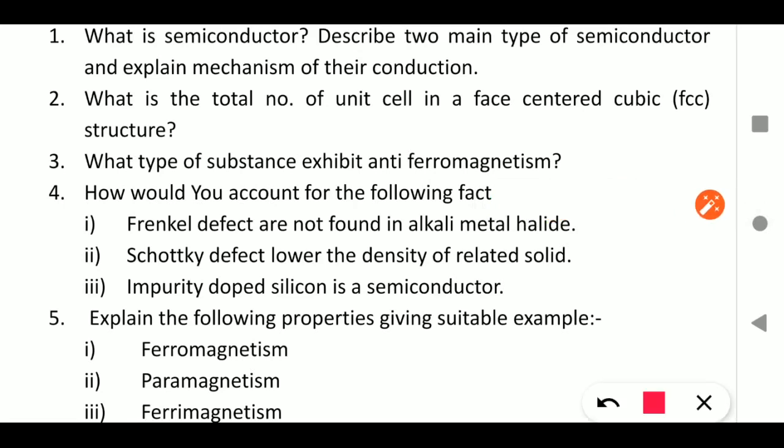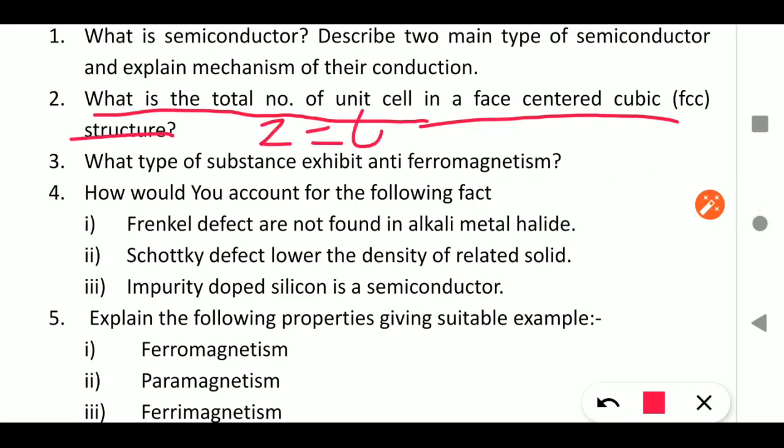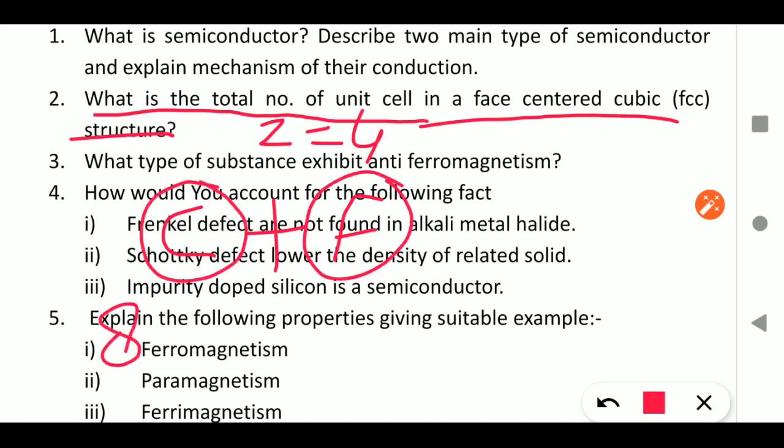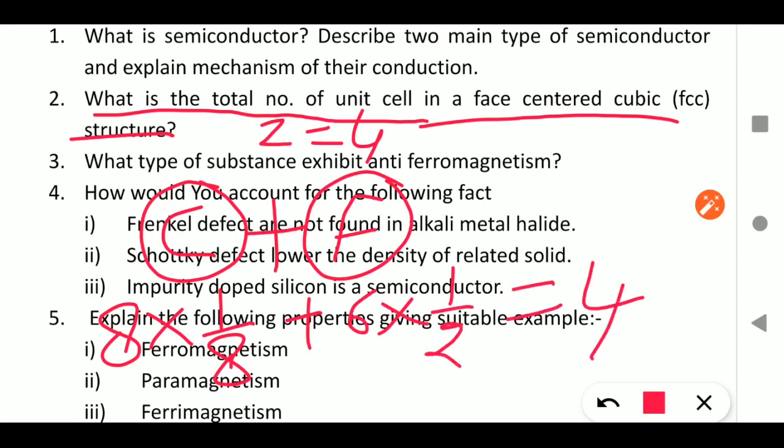The second question is: what is the total number of particles in the face centered cubic structure? How many particles are in a face centered cubic unit cell? 4. How? A face centered cubic unit cell is made when spheres are present at the corners as well as the faces. How many particles at corners? 8, and their contribution is 1 by 8. How many faces are there? 6, and their contribution is 1 by 2. So the total number of particles is 4 per unit cell.